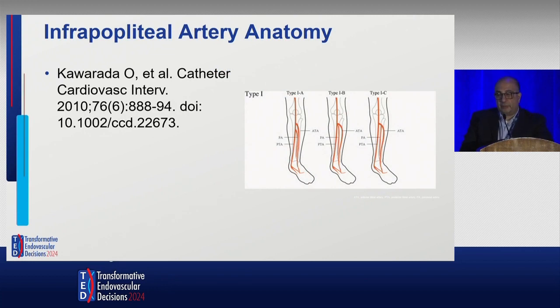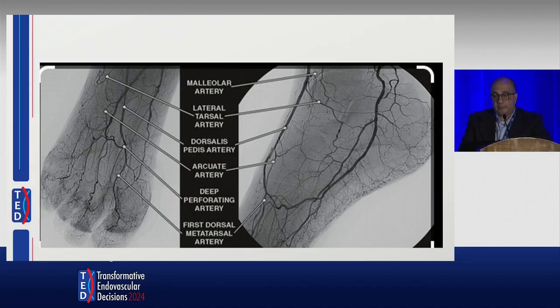Going to the anatomy, as you all know, at the level of the popliteal artery, the artery is divided into three vessels: the anterior tibial artery, the peroneal artery, and the posterior tibial artery.